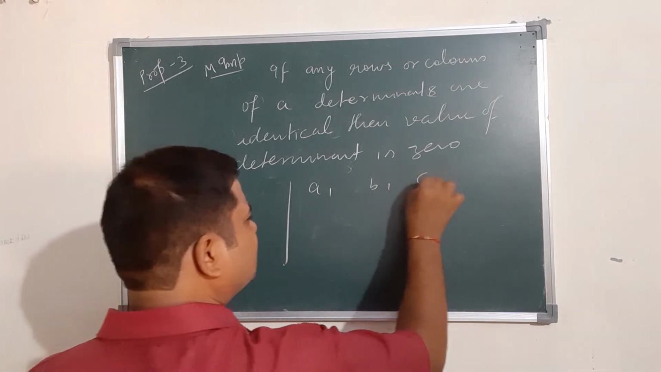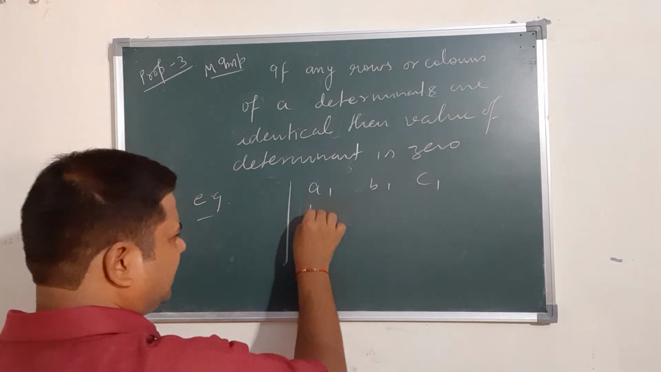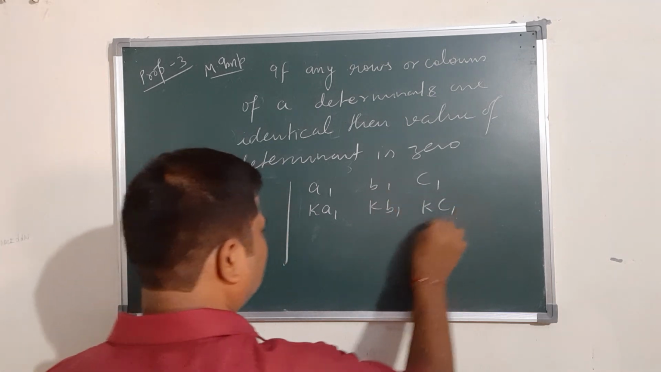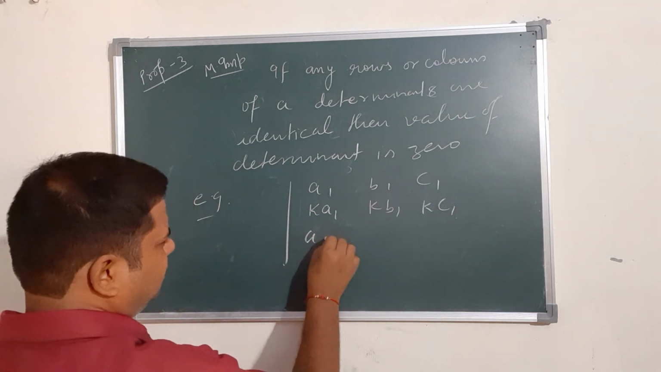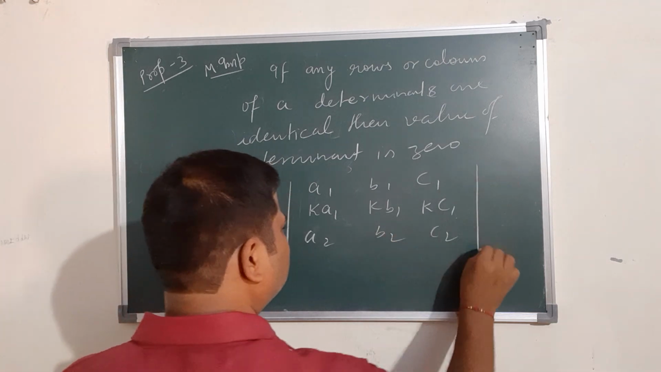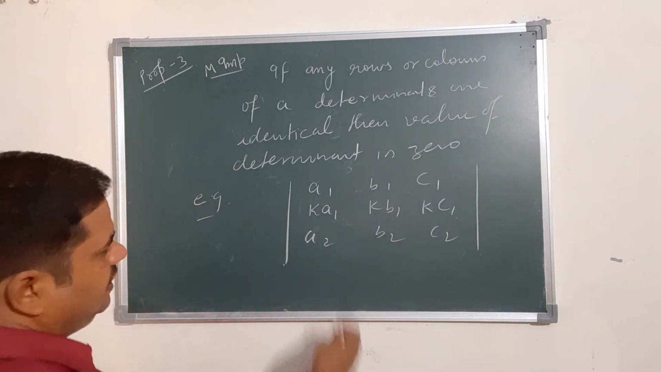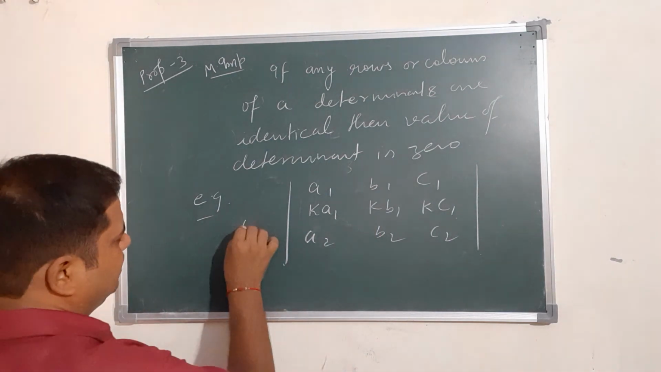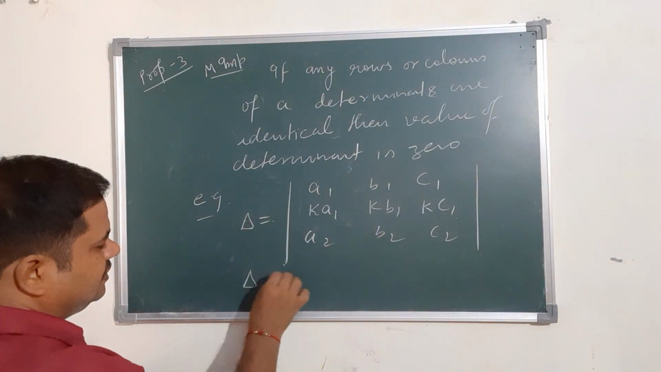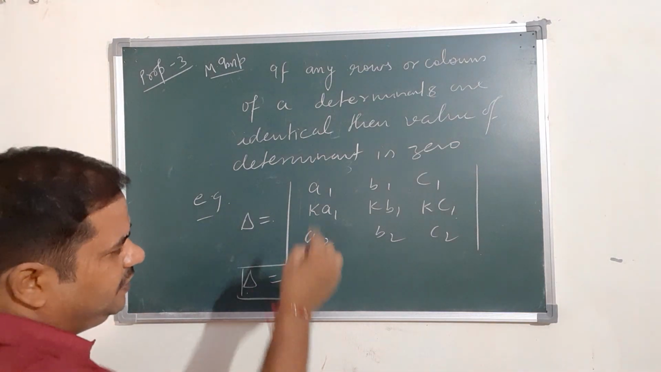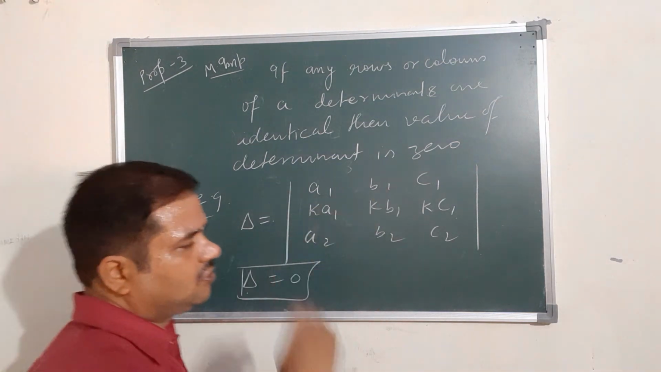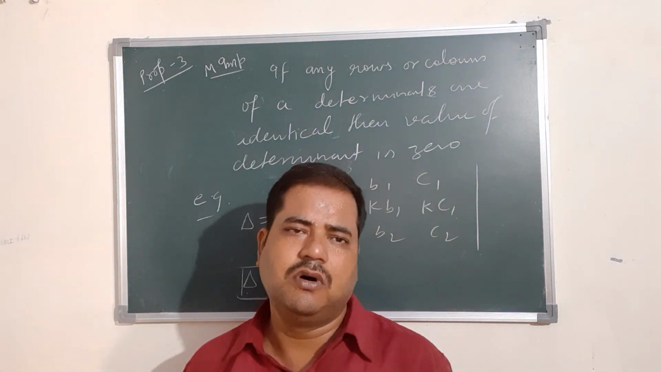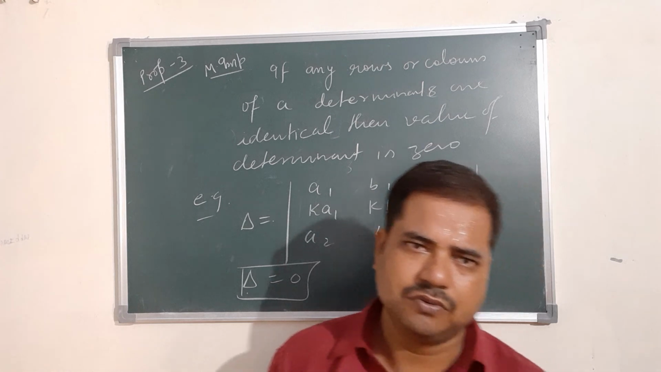For example, A1, B1, C1, K times A1, K times B1, K times C1, A2, B2, C2. If we see, then these two rows are identical, that means the value of delta is 0. Identical means same. If we take K as a common, then from that particular row K will be common and the value of the determinant should be 0.